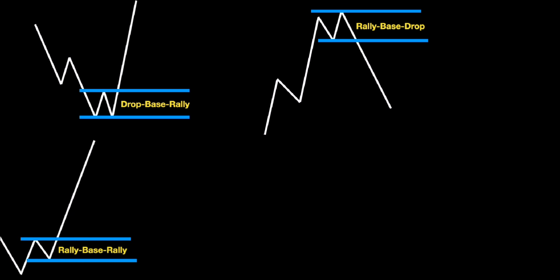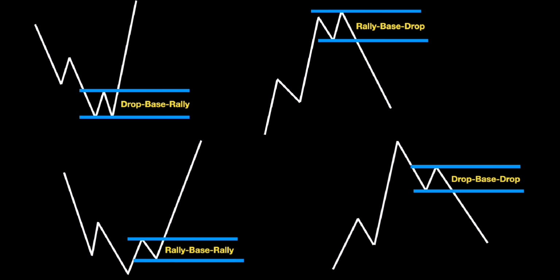Supply and demand zones don't just appear randomly, they form in recognizable patterns. And if you want to trade like smart money, you need to master these 4 key formations. Let's start with one of the most powerful, the drop-based rally. This is not just a bullish reversal, it's a signature move by institutions. Here's how it plays out.